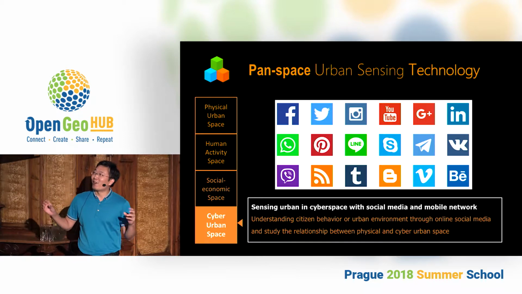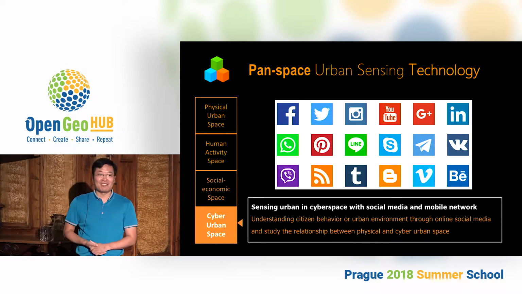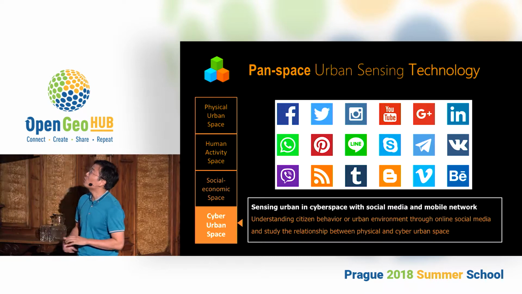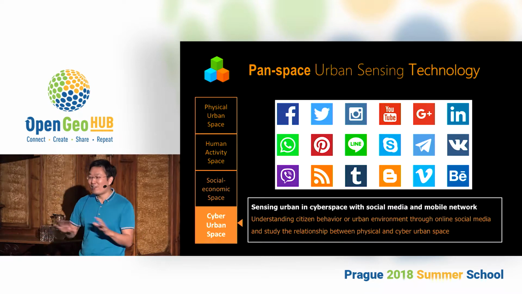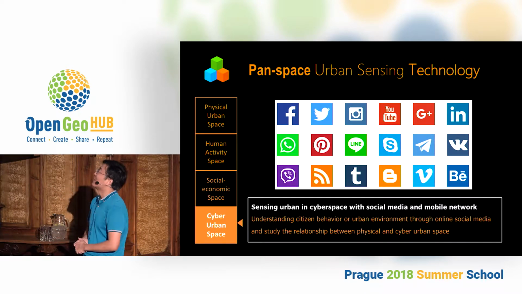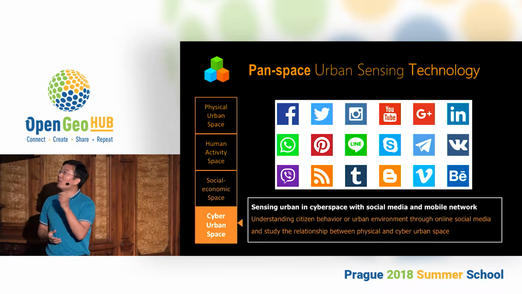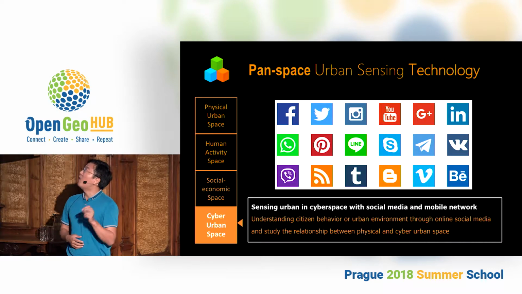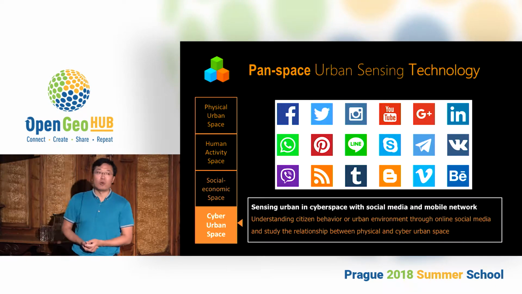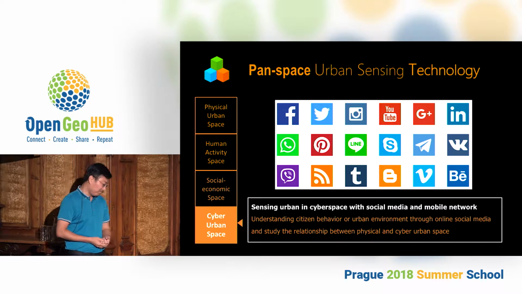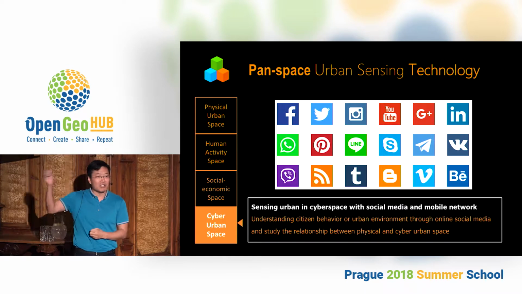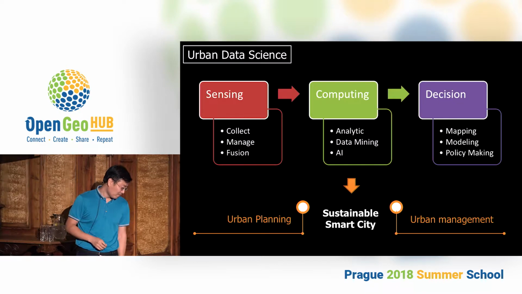The last one is about the cyber urban space. The target is sensing urban in cyberspace with social media. Yes, we have physical space and also cyberspace. The target is understanding citizens' behavior or understanding urban environments through online social media, and studying the relationship between this kind of physical space and cyber urban space.